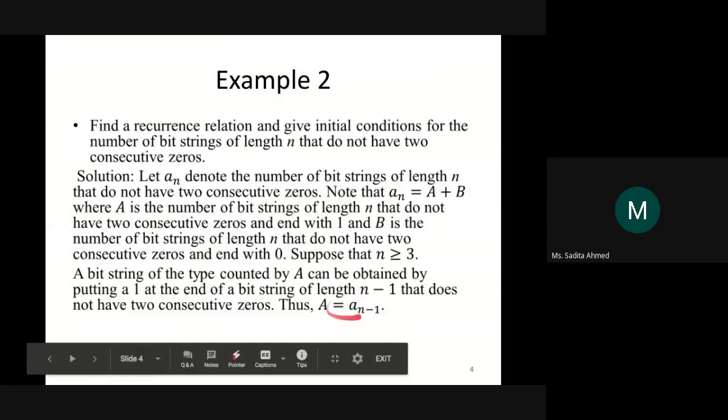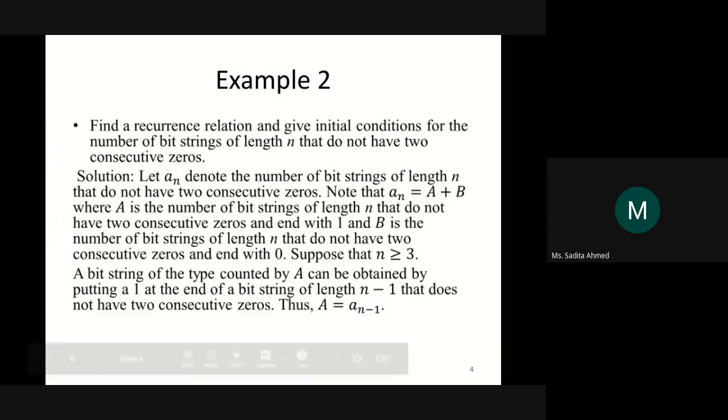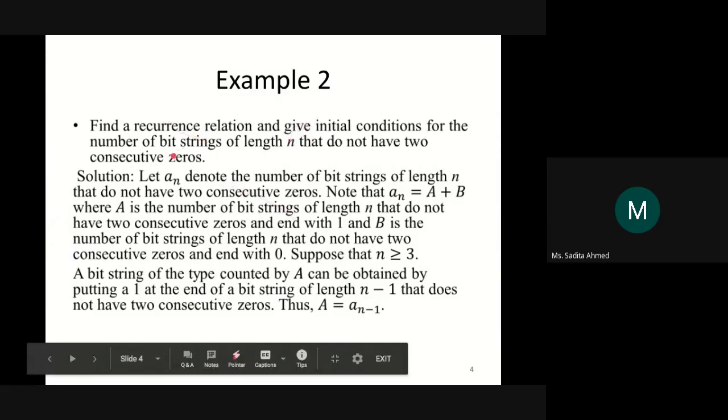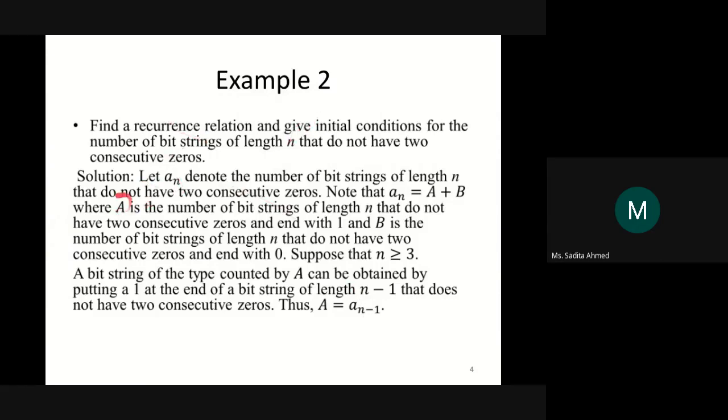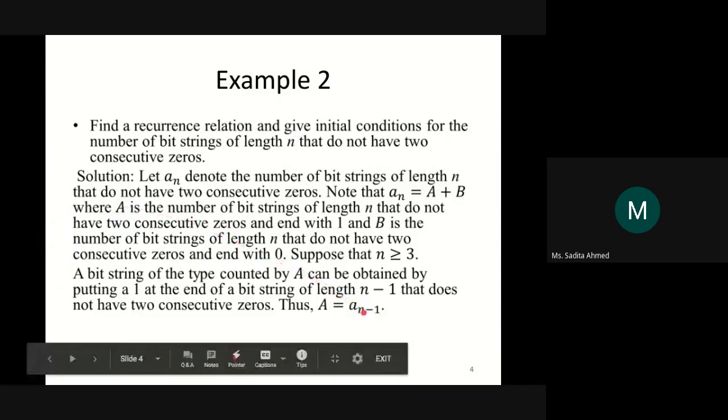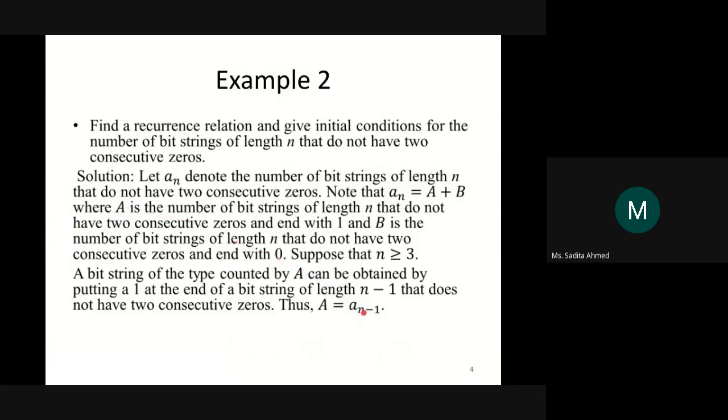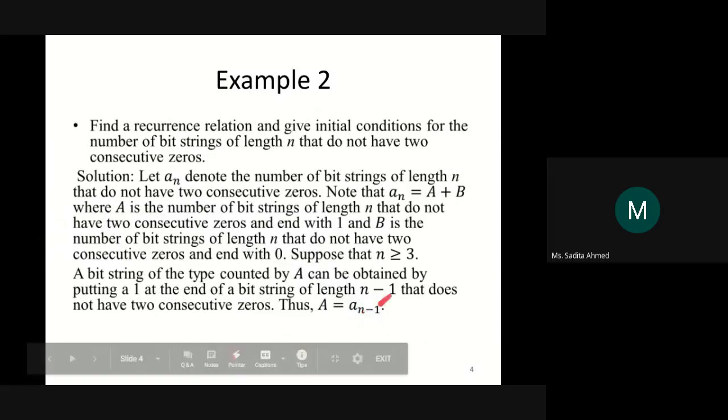Because an-1 মানে কি? The count of all those bit strings of length n-1. একটা bit string এর length যদি n-1 হয়, ওটার end এ যদি you add 1, then the length becomes n. So we have an now. Also, the condition that we have here of no two consecutive 0, that condition is not violated. So we can say that the count of A, যে value হবে, that is going to be the same as an-1. Any questions regarding this part? Any confusions left regarding this part? Guys?